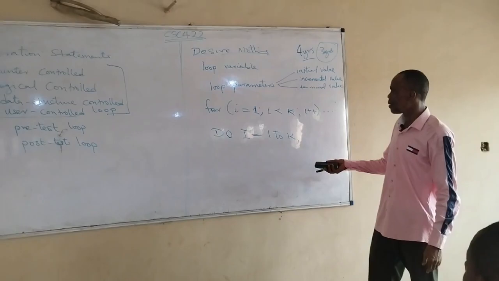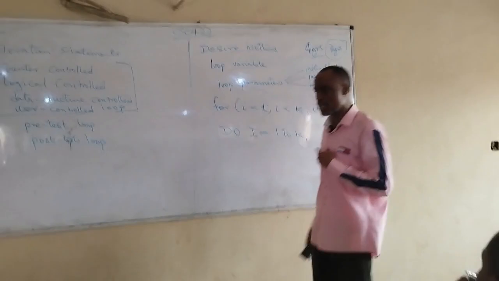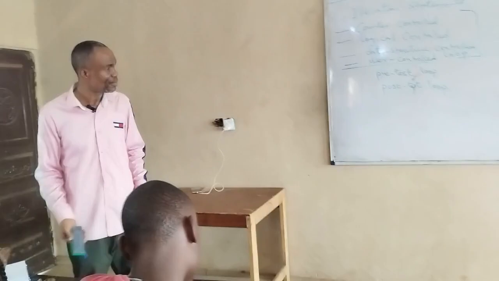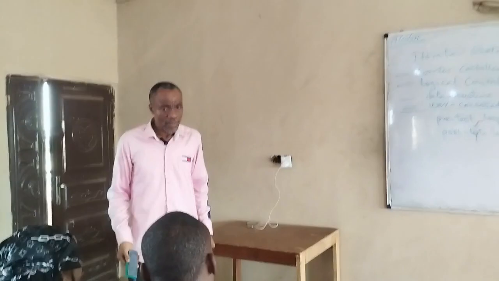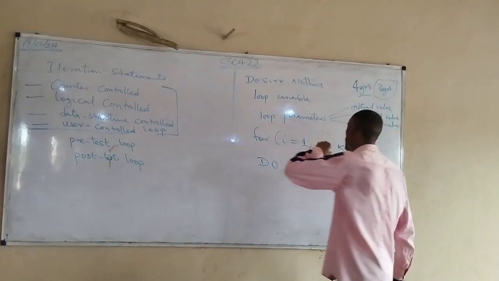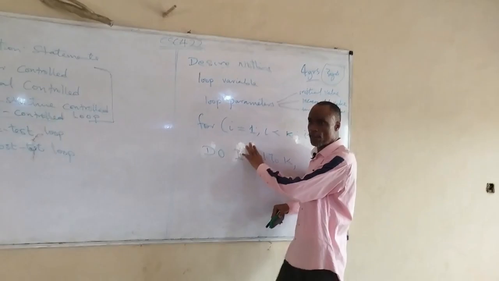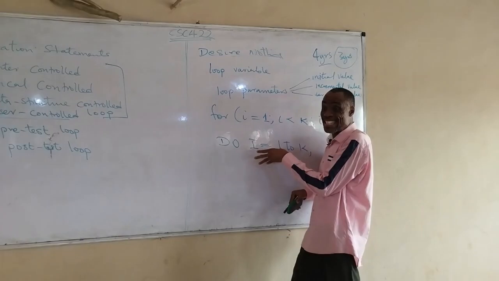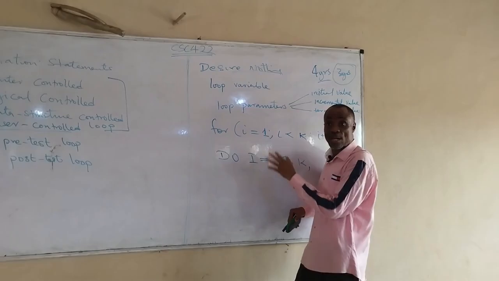Okay, let's go ahead. As we're discussing it, we will see. Are you okay? Now, what is the first one? Yes, the number of times. Like for the Fortran do, at the beginning, where I equals blah, blah, to blah, it does the calculation of the number of times the loop will execute.